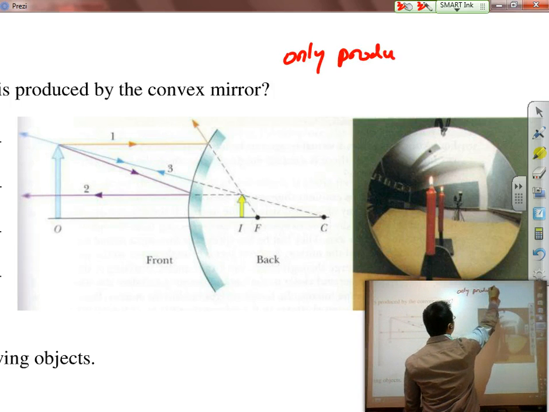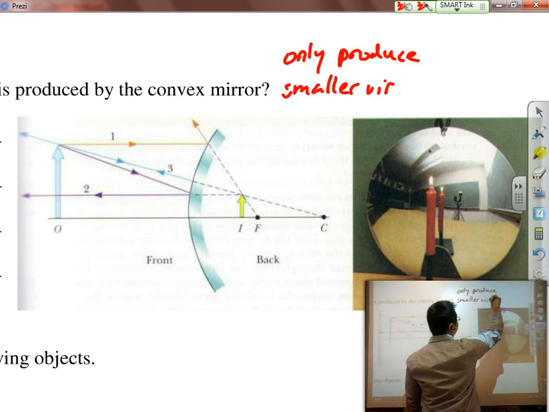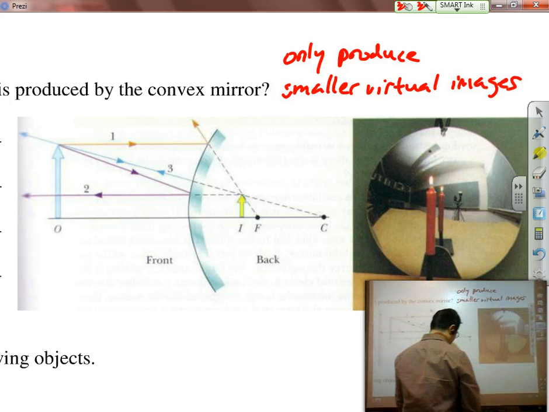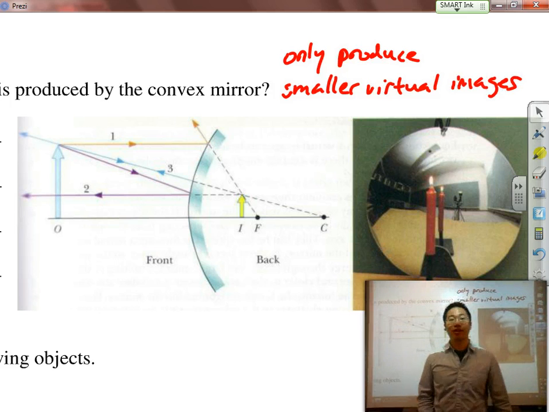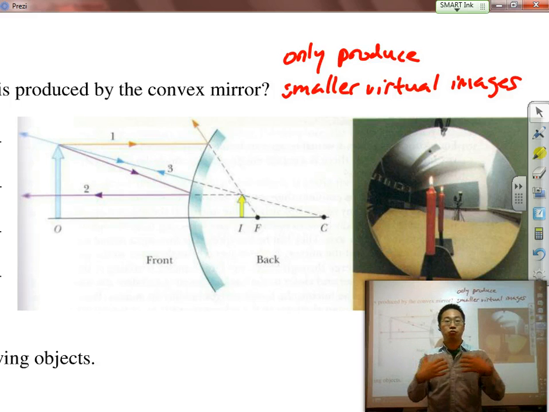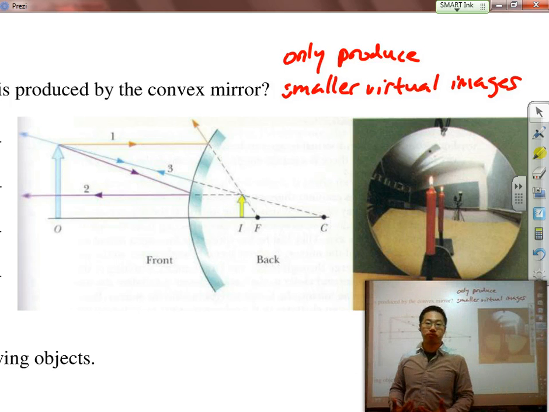And the one rule that they have is that they only produce smaller virtual images. Okay, I mean, think about the security mirror, right? The security mirror in the store or in the locker room. Whenever you look at yourself in the security mirror, you always see a smaller version of yourself. But what it gives you the opportunity to do is also see all the surrounding area around you.